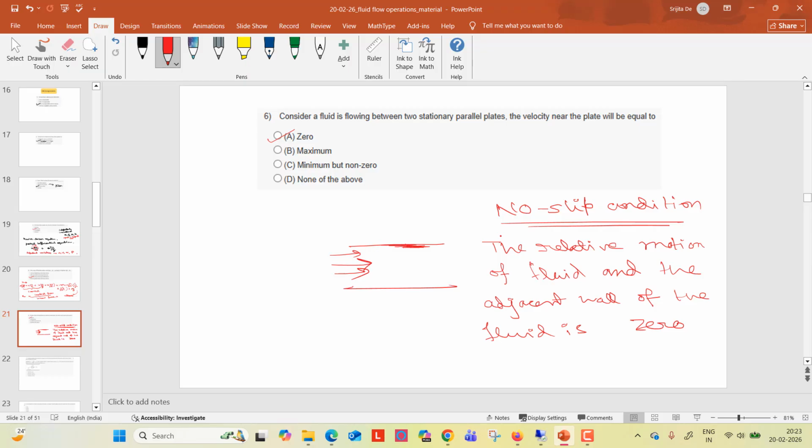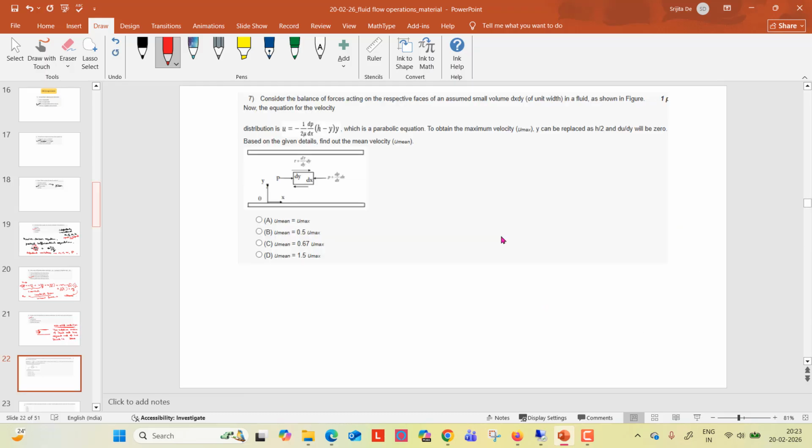Next, consider the balance of forces acting on the respective faces of an assumed small volume dx dy of unit width in a fluid as shown in figure. So here unit width means dz is unit, like dz is 1 unit. Value of dz is 1. So that is why it is called unit width. Now the equation for the velocity distribution is given, which is a parabolic equation, like you have also derived it in the first lecture.